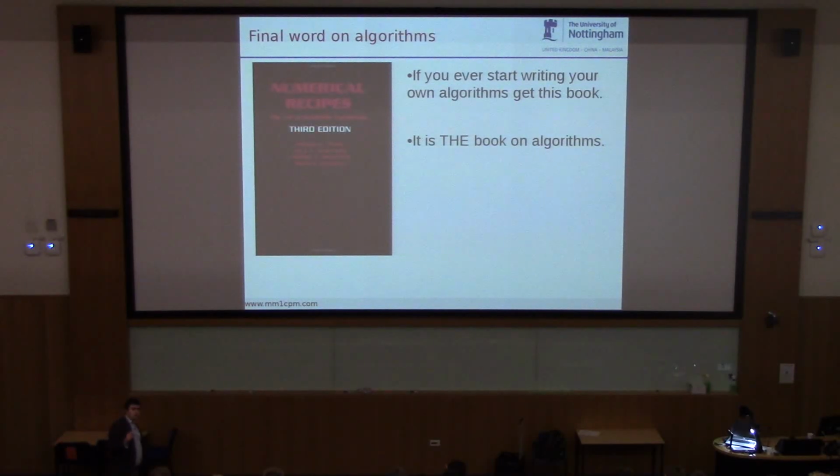Final word on algorithms. This is just a general tip: if in your third and fourth year projects you start to have to write your own algorithms, like do complex mathematics with computers and things like that, get this book. It's called Numerical Recipes: The Art of Scientific Computing. It is the number one book that all scientists use to solve numerical problems and write algorithms. So this is a fantastic book. It's not for now, but just remember that for later, and you can go and get it from the library. Brilliant.